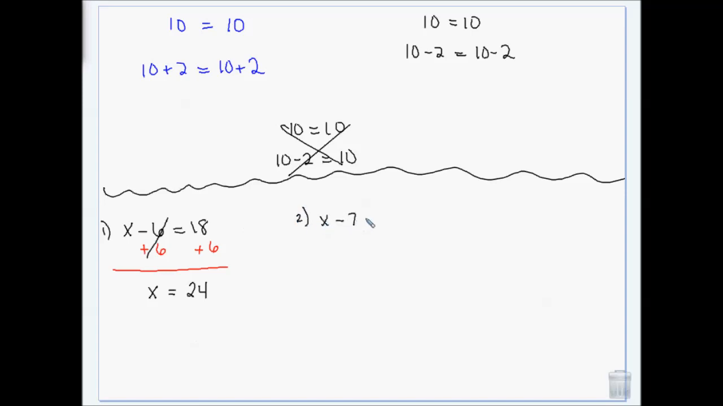x minus 7 equals negative 12. Again, I have a minus here. So I always do the opposite of what's been done. So if they minus, I plus. And if I plus on one side, I have to plus on the other side. Those will cancel each other out because a minus and a plus of the same number cancel each other out. So I'm left with x, and negative 12 plus 7 is negative 5.